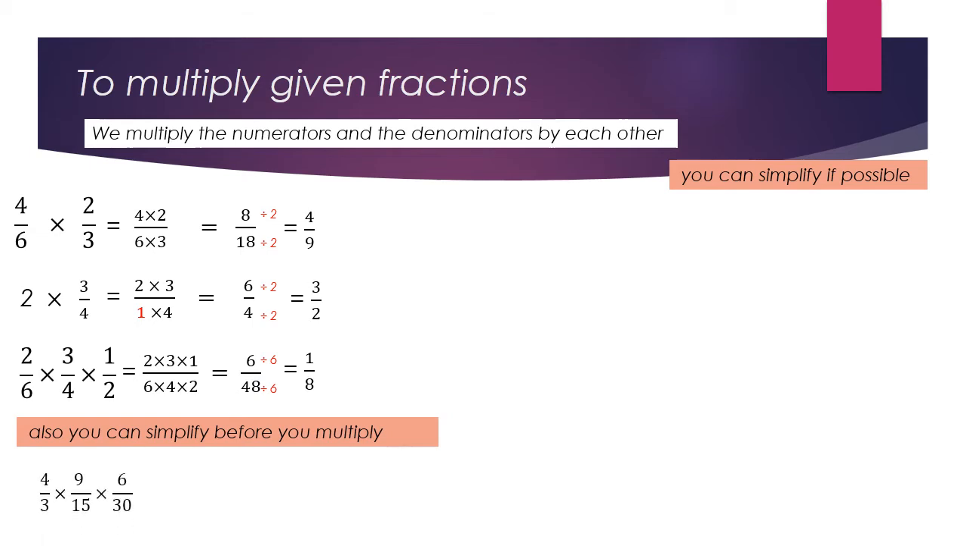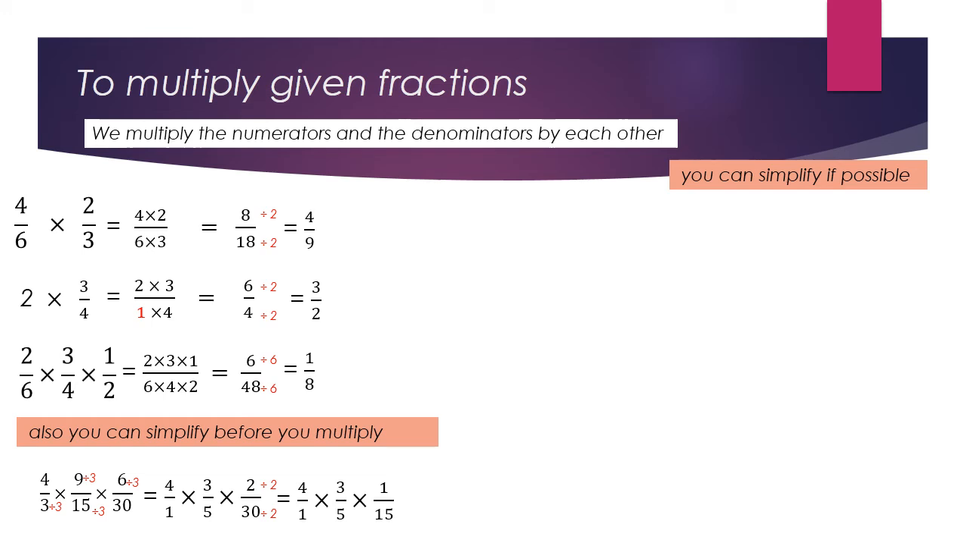Example, here we have 3 fractions. We can choose 9 and 3, which can be simplified by 3. 6 and 15 also by 3. So the new fractions will be 4 over 1 times 3 over 5 times 2 over 30. Also we can divide two of them another time. 2 over 30 can be divided by 2. So the new fractions will be 4 over 1 times 3 over 5 times 1 over 15.